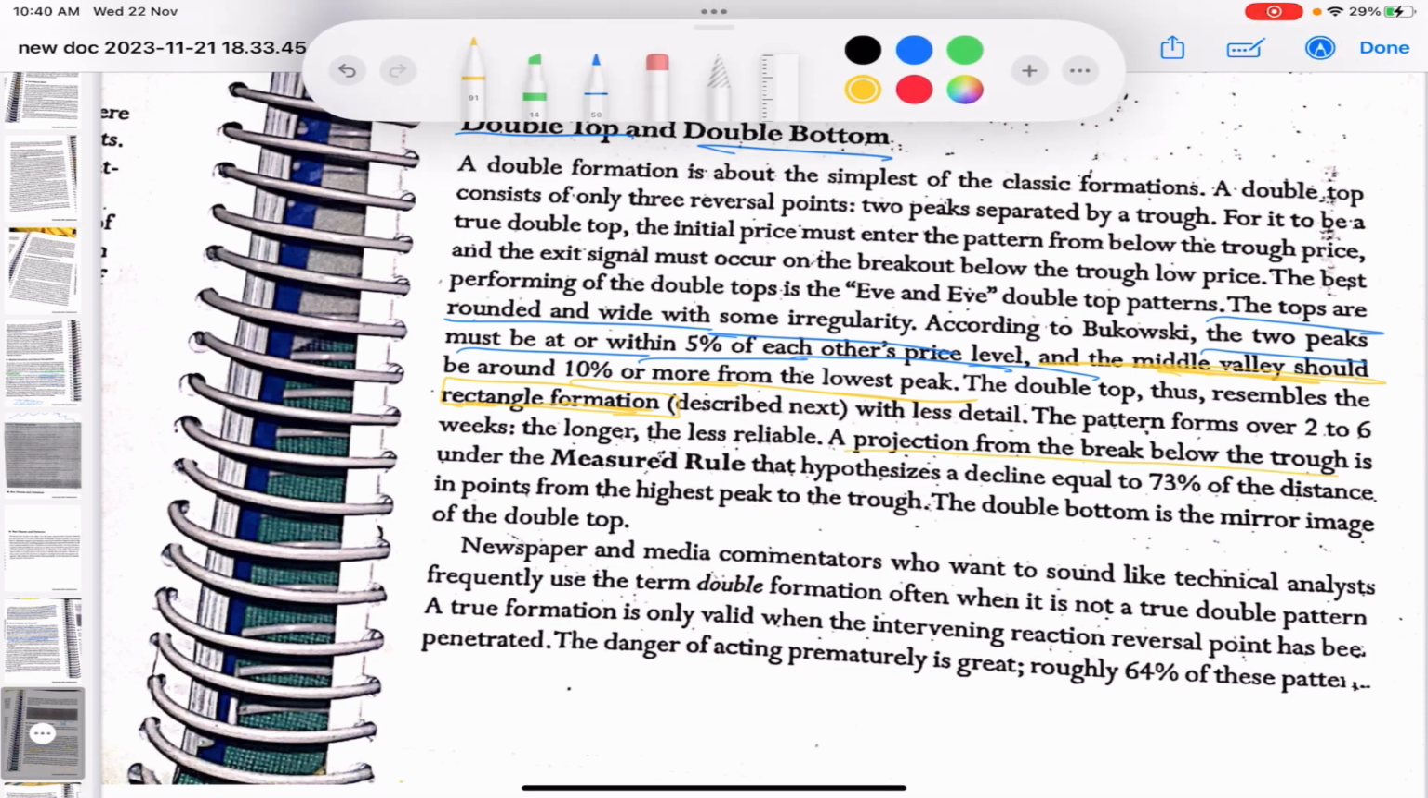A projection from the break below the trough under the measure rule that hypothesizes a decline equal to 73% of the distance in points from the highest peak and the trough. Okay, so that's what I said, that you need to measure the 74% of this and then book your target over there.